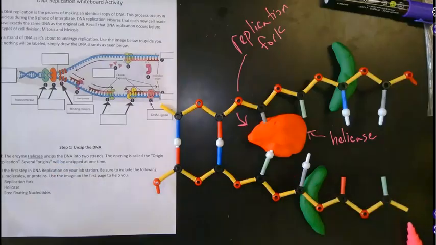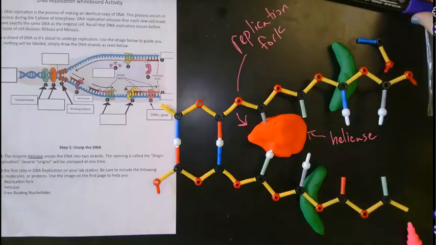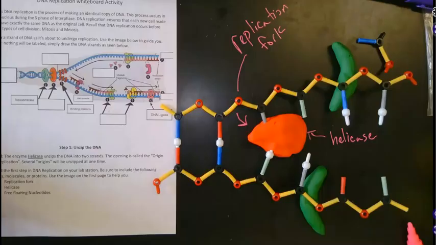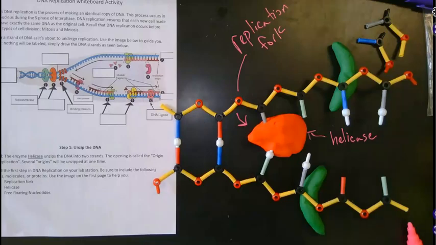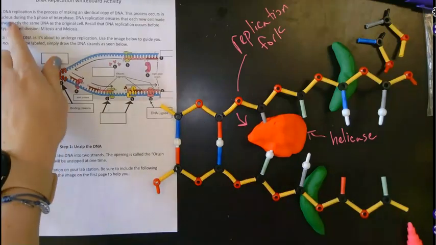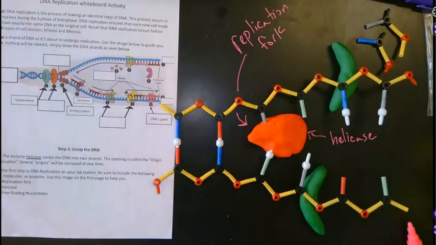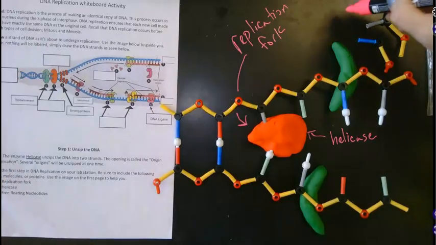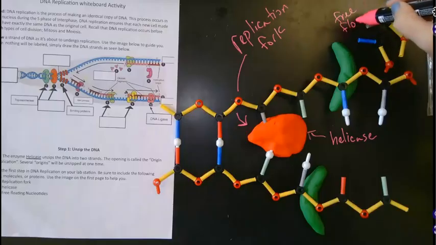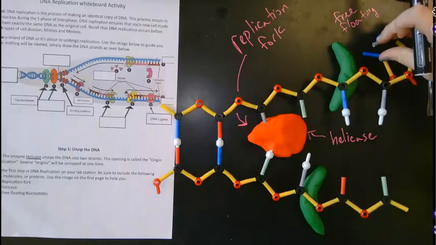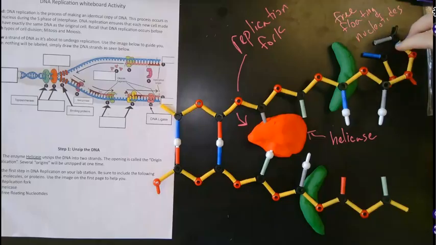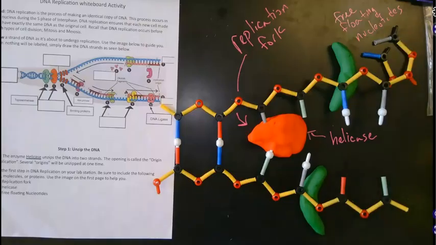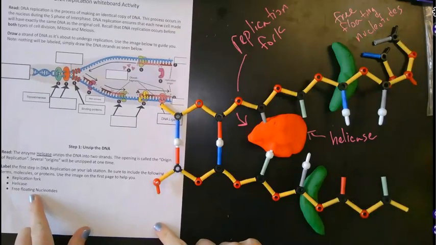We also have free floating nucleotides just hanging out in the cytoplasm, or really, it would be in the nucleus, because we said that's where DNA lives. So hanging out in the nucleus are free floating nucleotides right here. All right, so that is step 1.